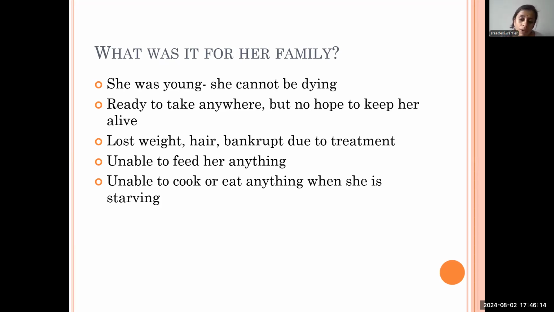And the biggest worry for her mother was that I am unable to feed anything. So I don't want to cook, I don't want to eat. So the whole family stopped eating and drinking because their daughter is not eating and drinking. They all started starving because they don't want to have food when she is starving. So this is the situation of patients and families when they go through the bowel obstruction.